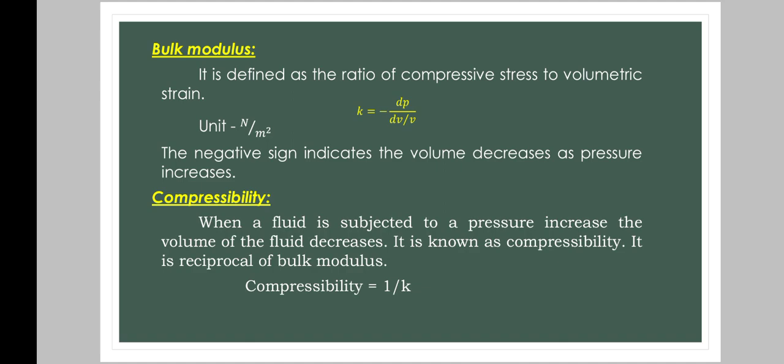And finally, the bulk modulus and compressibility. It is defined as the ratio of the compressive stress to the volumetric strain. The negative sign indicates the volume decreases as the pressure increases. Compressibility: when a fluid is subjected to a pressure increase, the volume of the fluid decreases. This is known as compressibility. It is the reciprocal of bulk modulus.